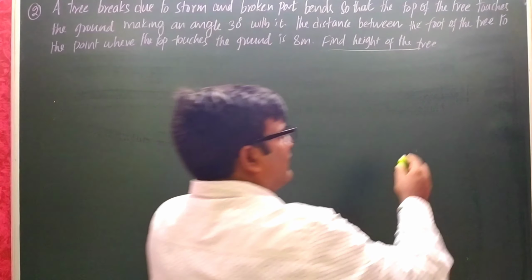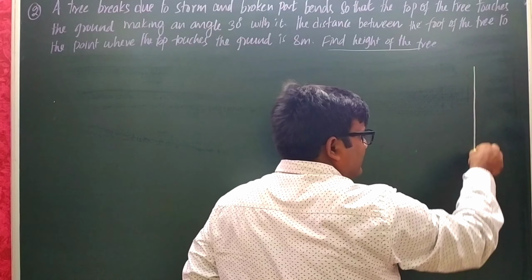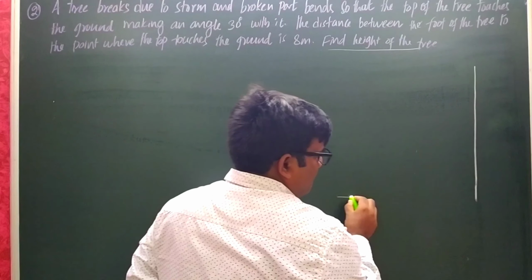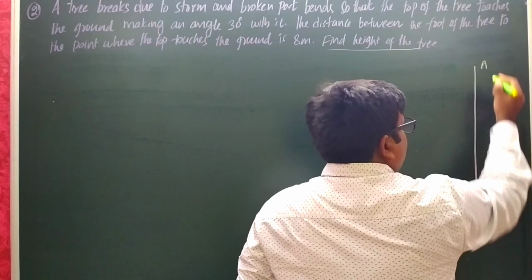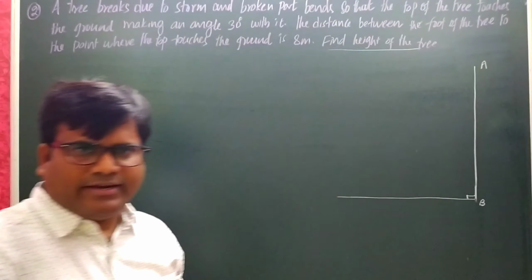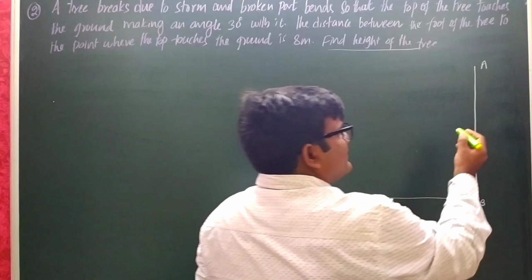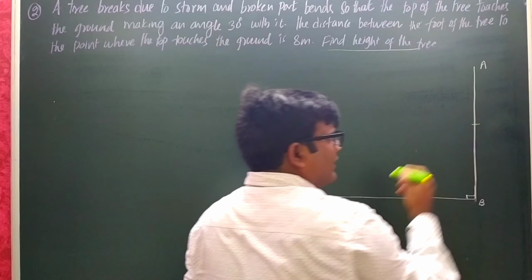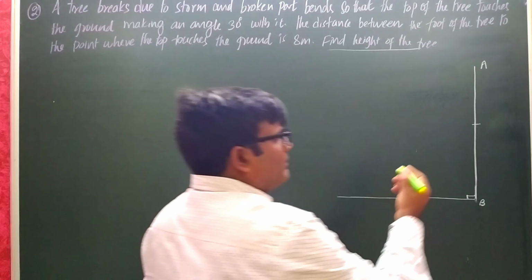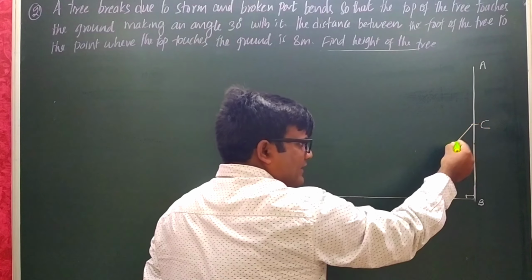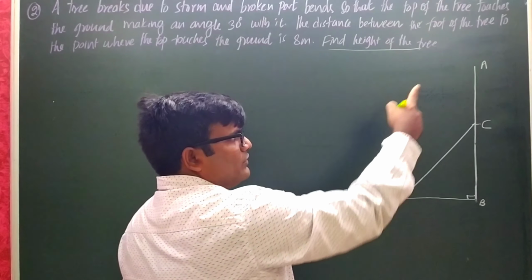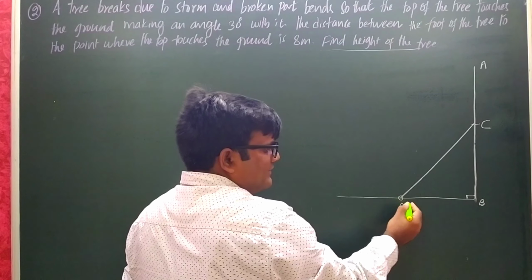So here we need to find the height of the tree. Here I am taking this as the tree, and this is the ground. So the tree is perpendicular to the ground. AB is the height of the tree. Due to the storm, the tree is broken. So here the broken part I am taking as C. So this broken part AC touches the ground. So the top touches here.